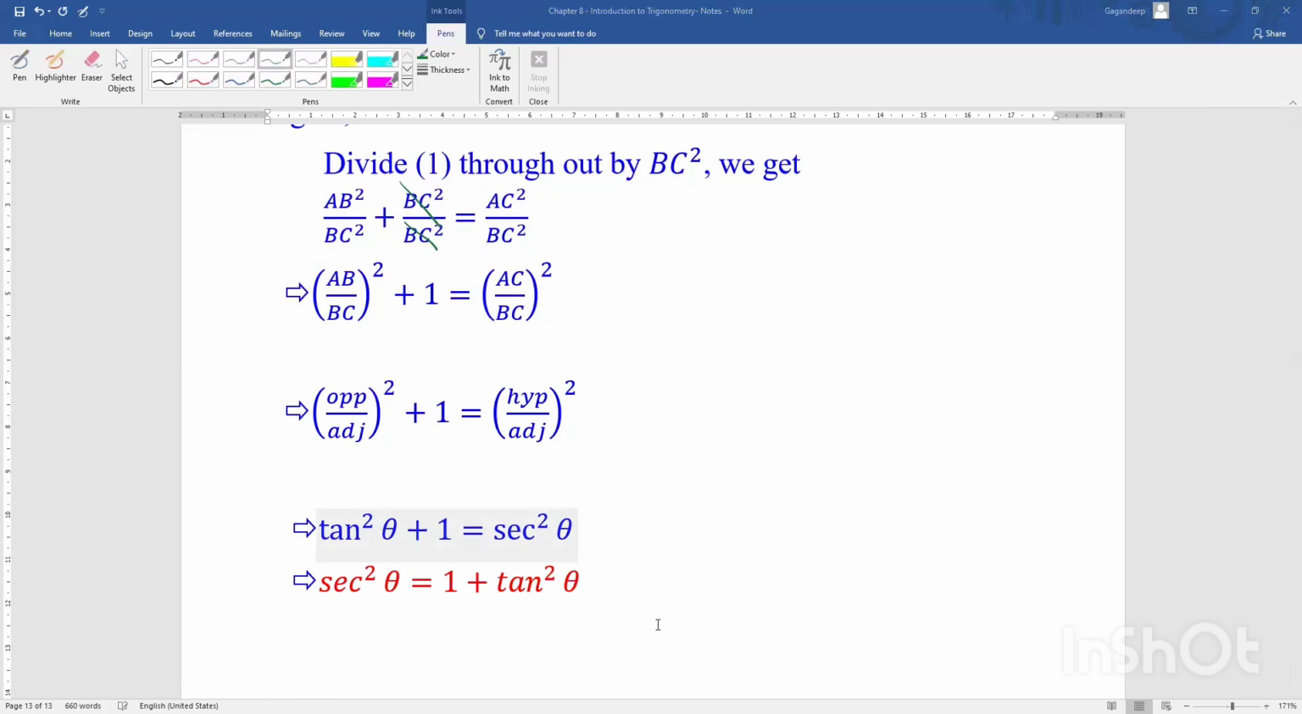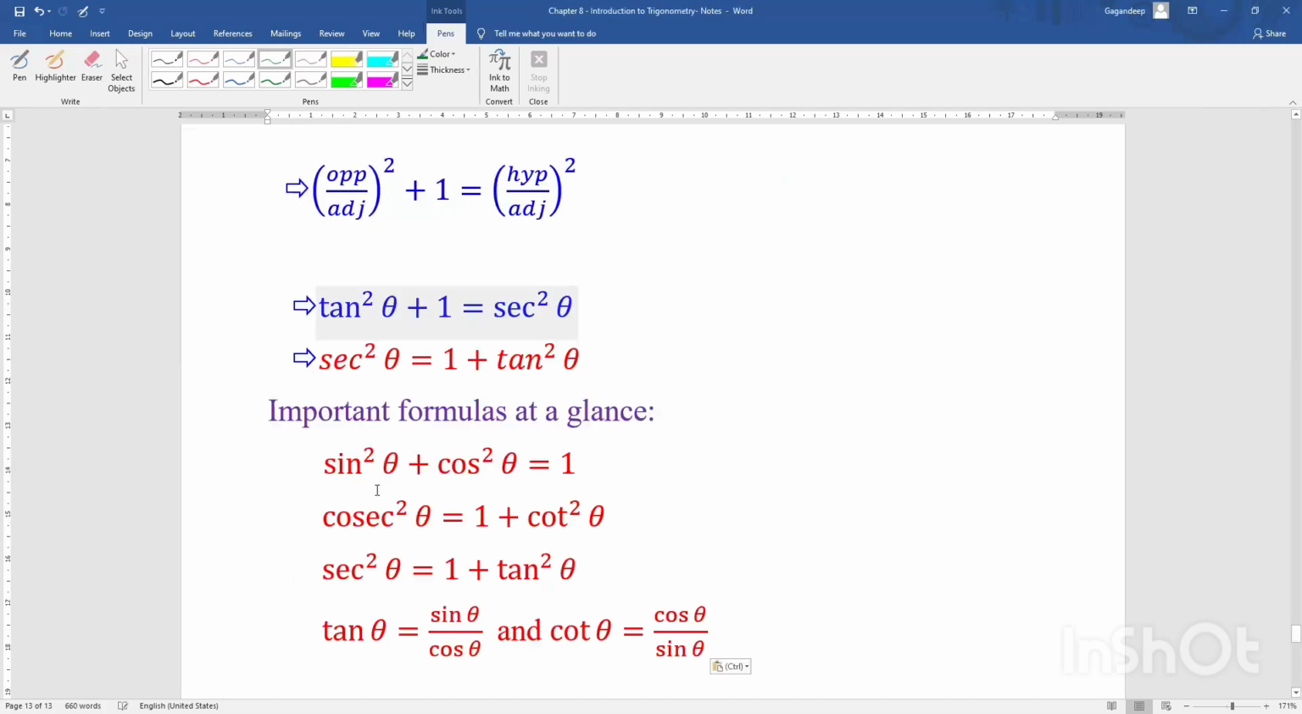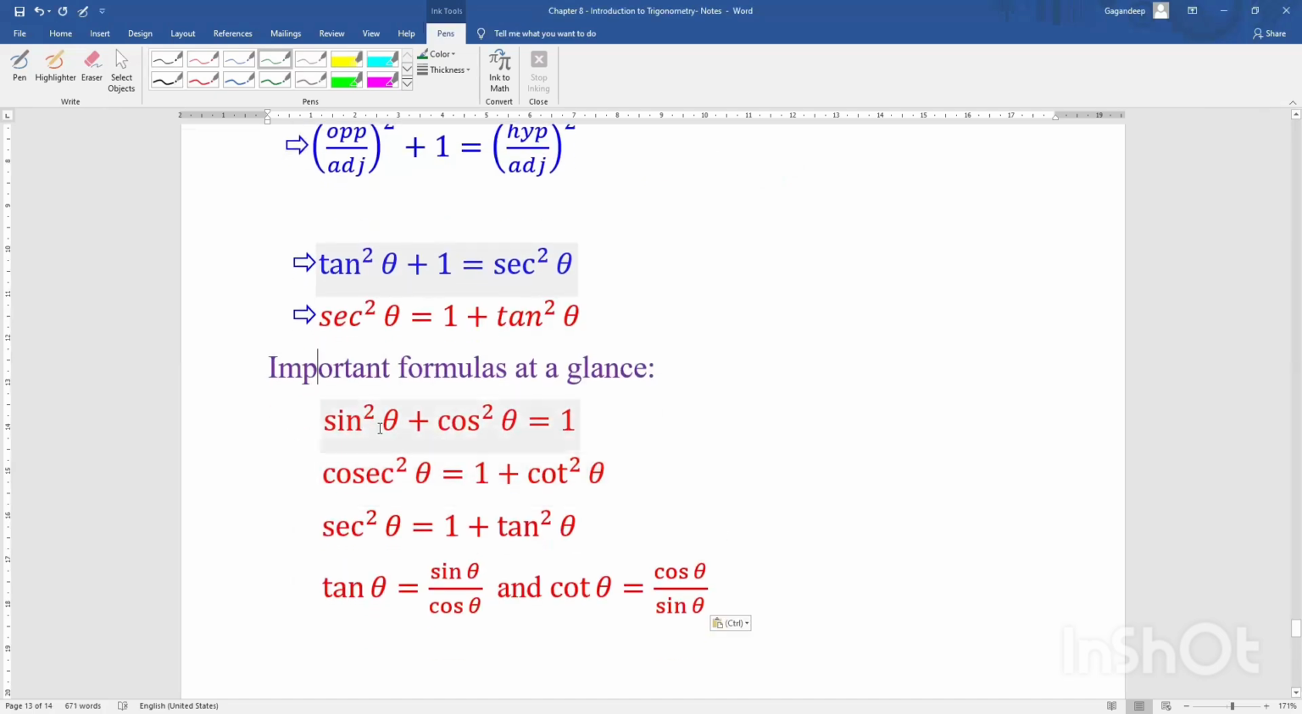Okay, now let us recap what we learnt so far. Here we learned the important formulas. Sine square theta plus cos square theta is 1. Cosecant square theta is equal to 1 plus cot square theta. Secant square theta is equal to 1 plus tan square theta. Then tan theta is equal to sine theta by cos theta, and cot theta equals cos theta by sine theta.